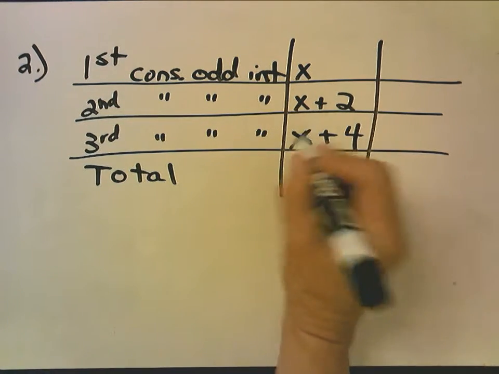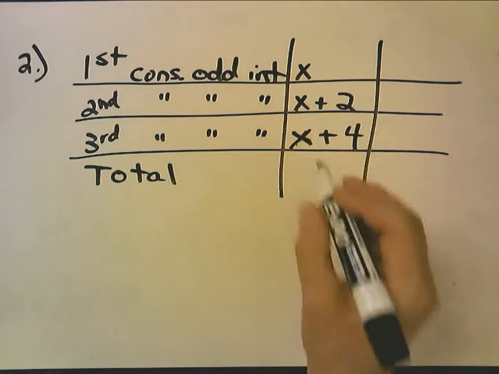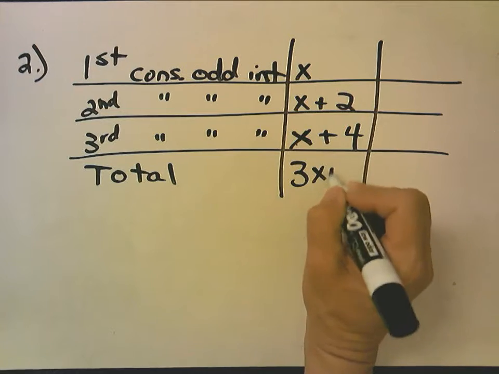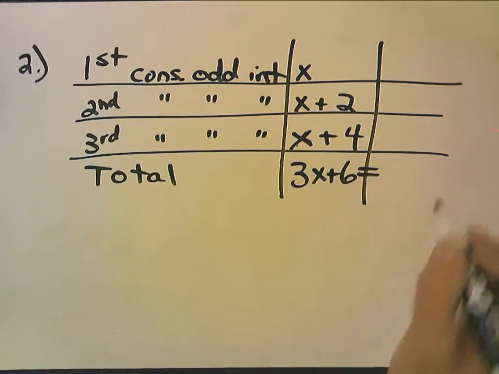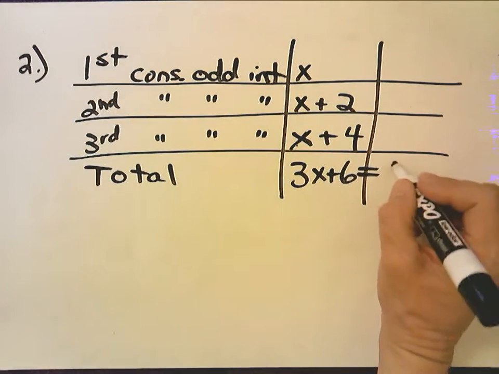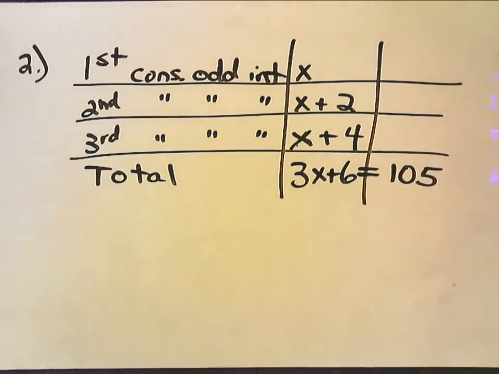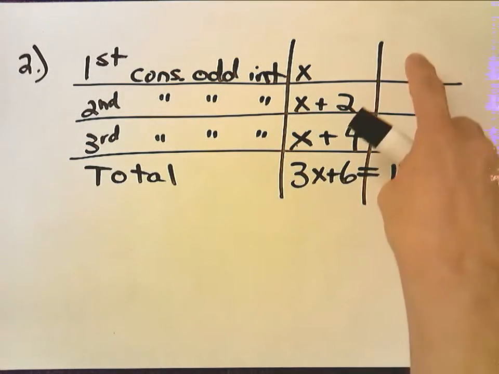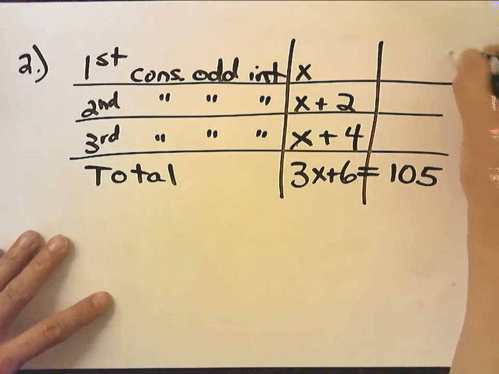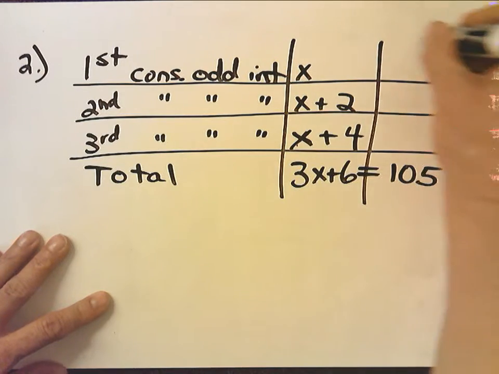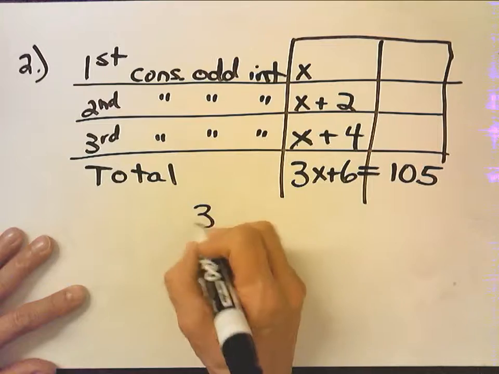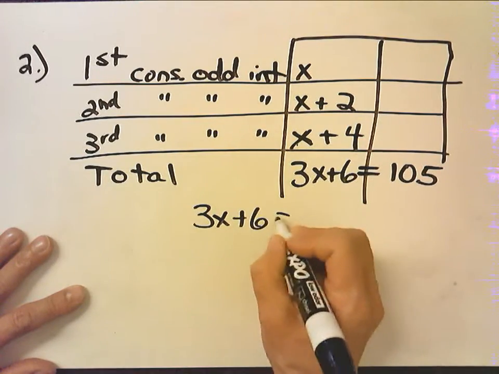Okay? So now, in terms of x, what's my total? Well, I have 1, 2, 3 x's, so it's 3x plus 6. And according to this problem, when I add my consecutive odd integers, I get 105. So this table defines our unknowns, gives me the equation, and leaves 3 blanks for me to answer. So I now know I have to answer this, this, and this. So I'm going to solve this equation.